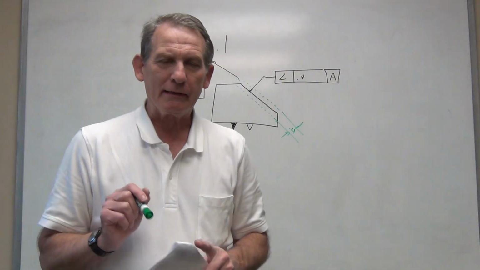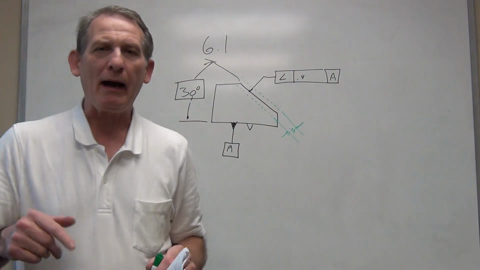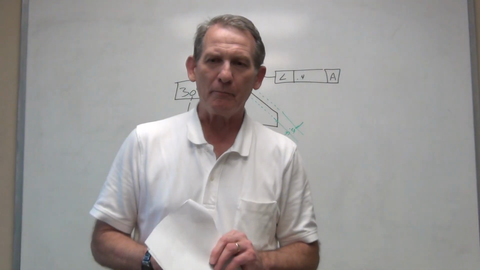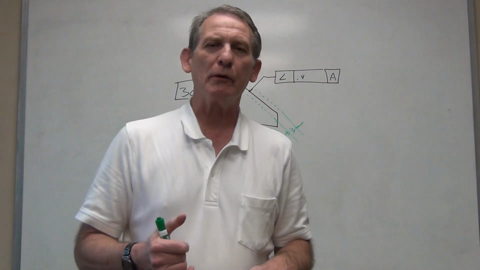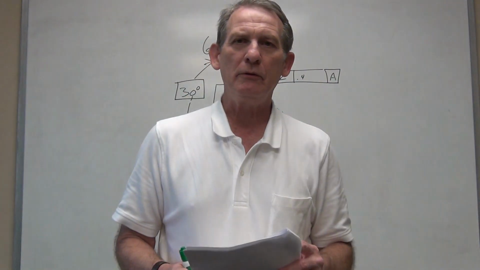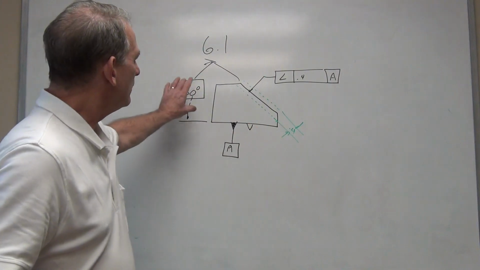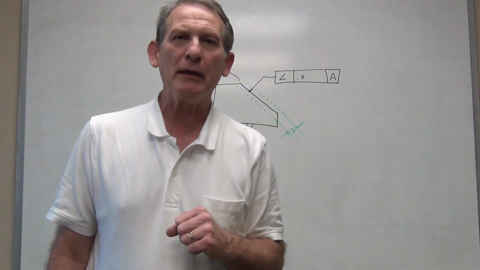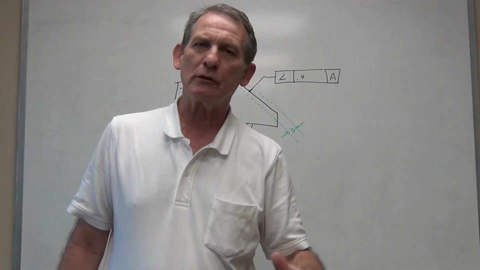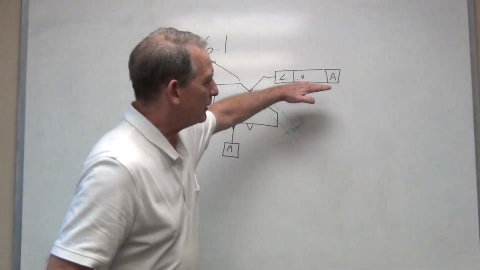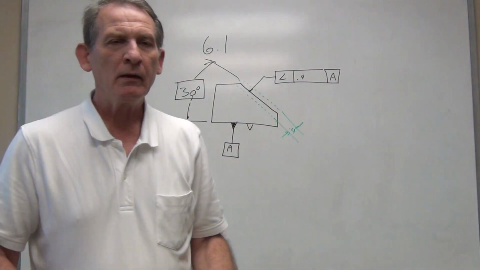Now you'll notice that that dimension is in a box. That is your reminder that you will have a tolerance, but you do not look for the dimension to give you the tolerance. The tolerance is going to be stated elsewhere. It will be stated in a feature control frame.